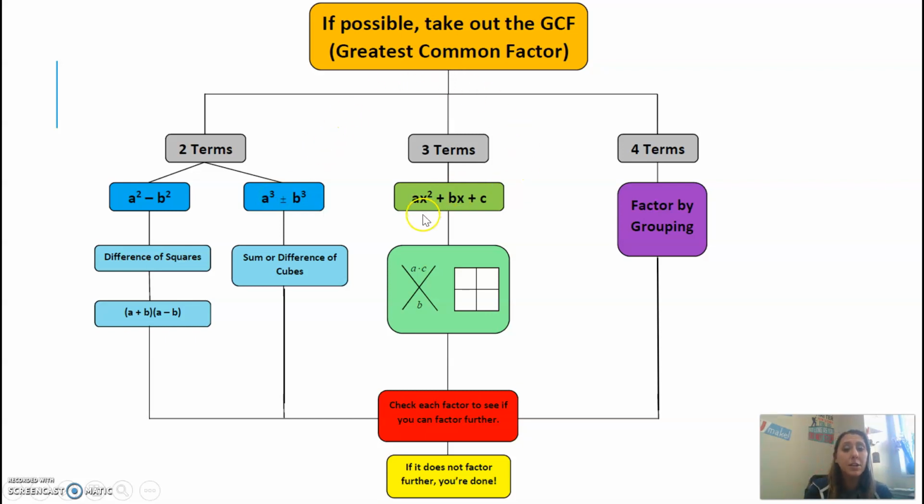If I have 3 terms, I'm going to factor it this way. I'm going to use box and diamond. If I have 4 terms, I'm going to factor by grouping. I just taught you one strategy. I'm going to teach you a new strategy tomorrow.